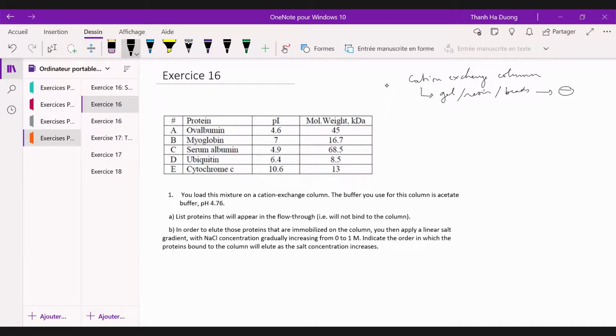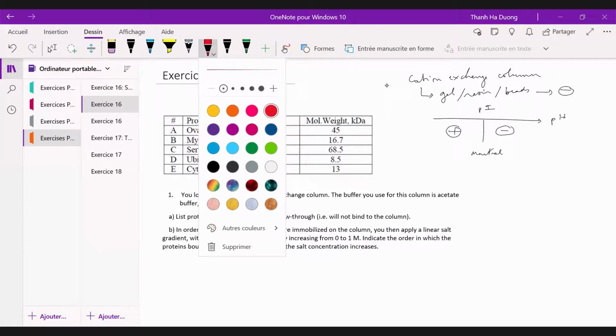So to know the charge of the proteins, you have to remember that if the pH is lower than the pI, the protein is positively charged. If the pH value is equal to the pI, it's neutral. And if it's higher than the pI, it's negatively charged.